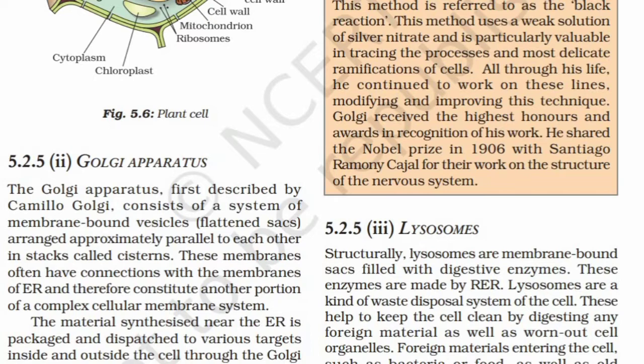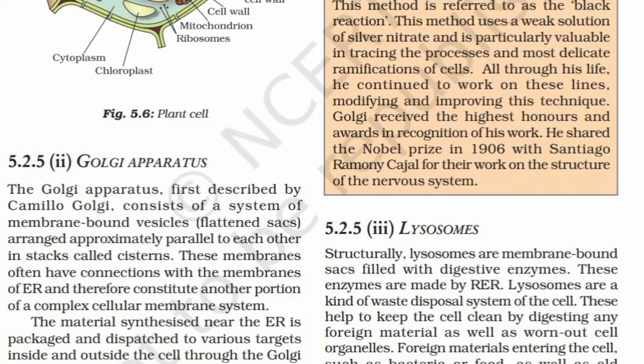The Golgi apparatus, first described by Camillo Golgi, consists of a system of membrane-bound vesicles, flattened sacs arranged approximately parallel to each other in stacks called cisterns. Who described the Golgi apparatus first? Camillo Golgi. And what is the Golgi apparatus? It consists of a system of membrane-bound vesicles, flat sacs arranged approximately parallel to each other in stacks called cisterns.